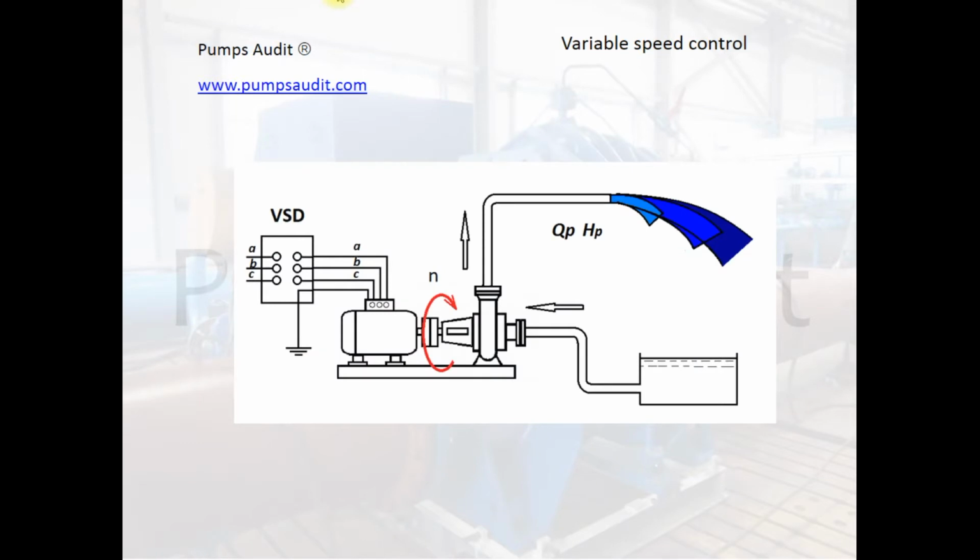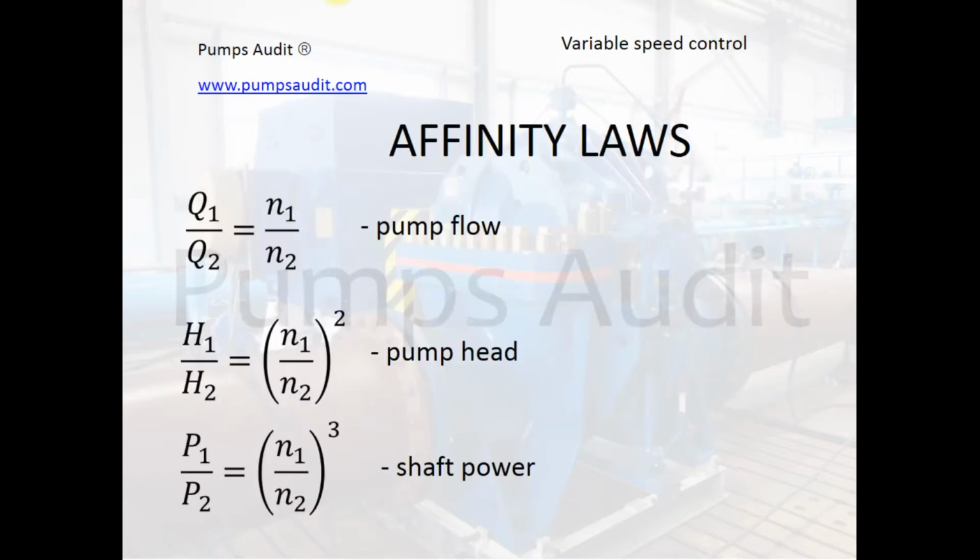The variable speed control is the method of the pump characteristics regulation by changing the speed of rotation of a pump. How pump performance changes when the pump speed changes. The characteristics of centrifugal pumps depend on the speed of rotation in accordance with affinity laws. Flow directly depends on the speed. Pump head depends on the speed in the second degree. The shaft power depends on the speed in the third degree.